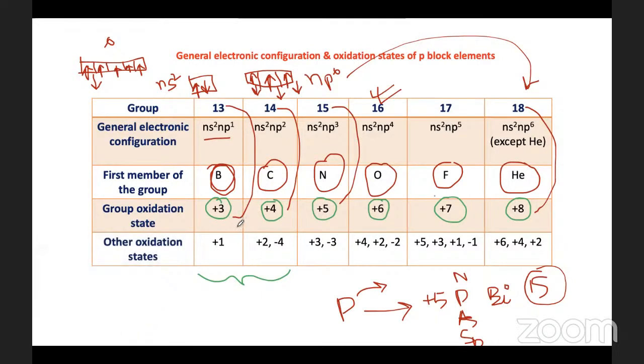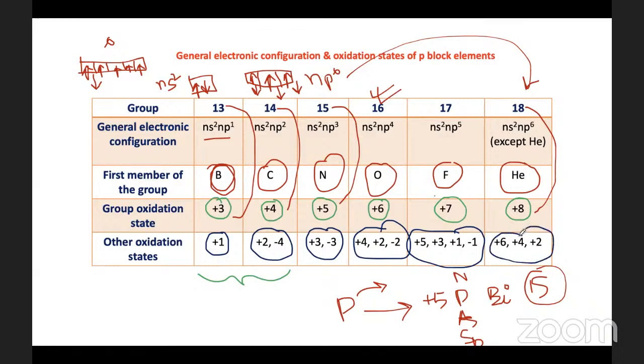You see, for group 13, we have oxidation state +1 also. For group 14, we have +2 and -4. For group 15, we have +3 and -3. For group 16, we have several oxidation states: +4, +2, and -2. For group 17, there are more: +5, +3, +1, and -1. And group 18 elements, the noble gases, have +6, +4, and +2.